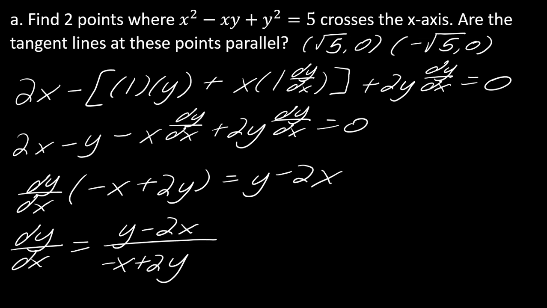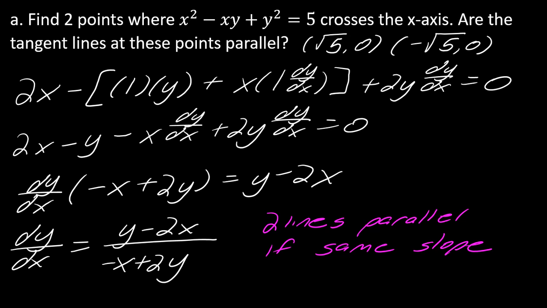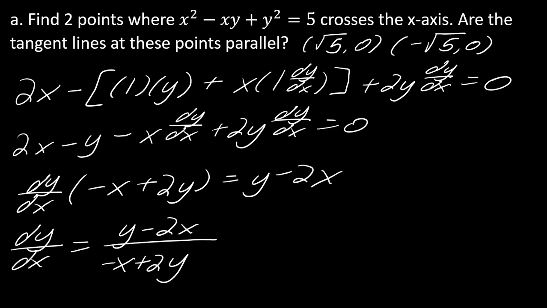Whew. Okay, so now we can actually answer the question, which is, are the tangent lines at these points parallel? So what makes 2 lines parallel? 2 lines are parallel if they have the same slope. This is a formula that helps me determine the slope at a particular point. So I have to determine the slope at each one of these points, and if they are the same, then they are parallel. So let's clear just a little bit of space here.